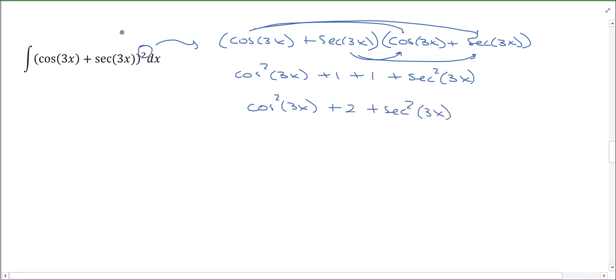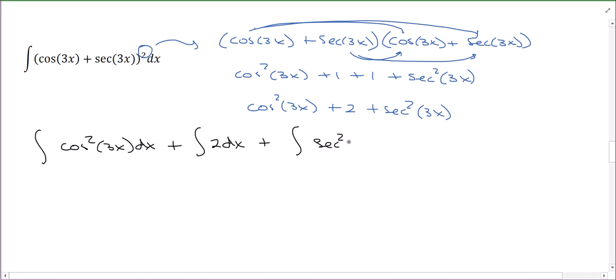So this is what we want to integrate. So the integral of cosine squared of 3x, and we can use our properties of integration and split up the integrals, plus the integral of 2 plus the integral of secant squared 3x. Now two of these I can see right away we can do no problem. The integral of 2, we know what that is. The integral of secant squared of 3x, we do have a 3 in there, so we could make a quick u-substitution.